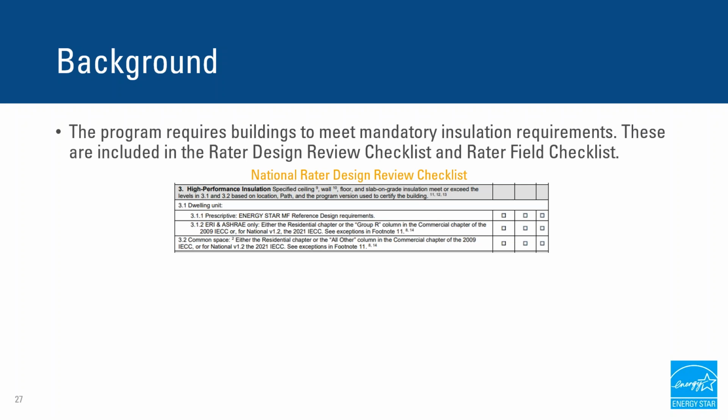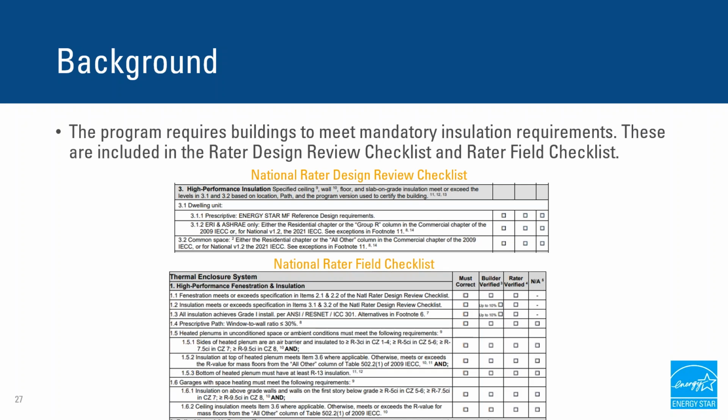This is the mandatory insulation backstop, and this thermal backstop is documented either in the workbook or is calculated through your ERI model automatically. We also have on the Rater Field Checklist a section on mandatory insulation measures, first of which just ensures that you've met the requirement for the thermal backstop on the Rater Design Review Checklist, and then there's additional insulation requirements after that.